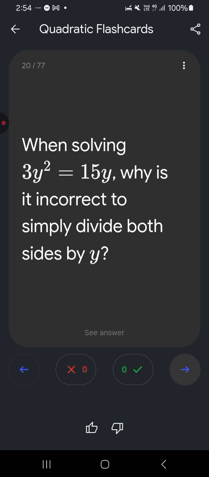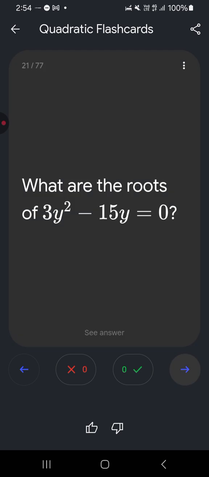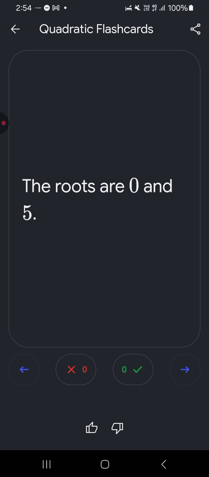When solving 3y square is equal to 15y, why is it incorrect to simply divide both sides by y? Why we cannot simply divide both sides by y? Dividing by y loses the potential root y is equal to 0. Y is equal to 0 is also one of the roots. What are the roots of 3y square minus 15y is equal to 0? The roots are 0 and 5.